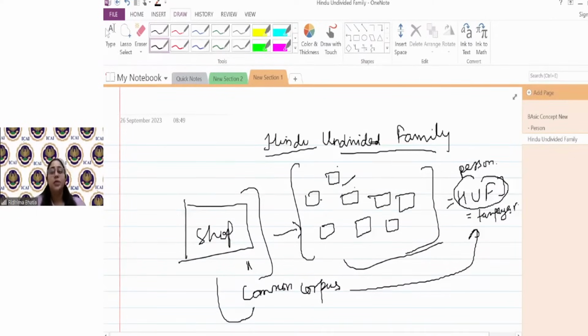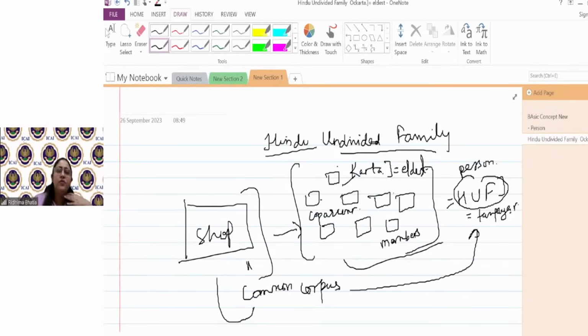Now here come words like Karta, co-partner and members. What are these terms, ma'am? So Karta is basically the head of the family, who is generally the eldest member. This much explanation of HUF is sufficient for your understanding. The book gives a little extra information from Hindu law. You can read it for your benefit, but for now, if you understand this, that is more than enough. Okay. So Karta would be the eldest member of the family.